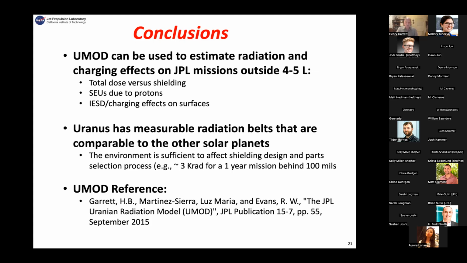So to summarize and do my conclusion, the UMOD can be used to estimate, inside to about 4.5 L, the total dose versus shielding, the single event upset environments due to protons, and the IESD events from the buried charge from the electrons. Uranus does have measurable radiation belts, and they are comparable apparently to the other planets. Even with just 100 mils, it looks to me like it would cut down a year mission to below 3 kilorads, which most parts are hardened to. The UMOD reference is given below. You can go online and find that.